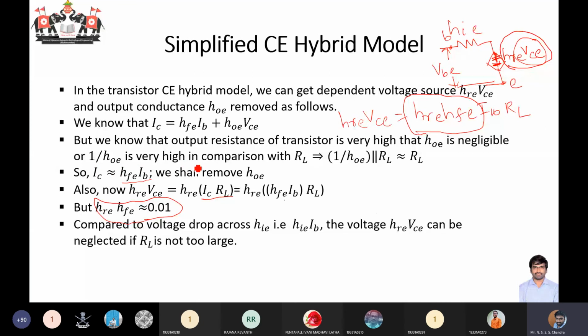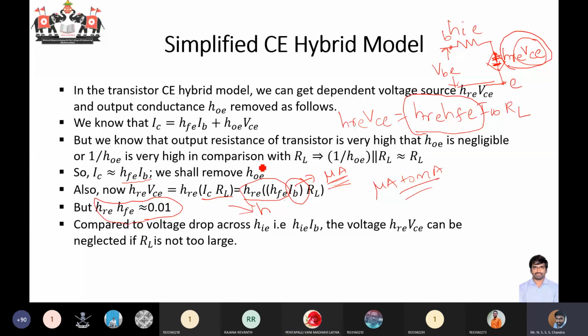Okay. So this value will be a very small value. I can say that because your hre into hfe is a very small value, and I also know the IB value. So what's the range of your IB? IB will be in the range of microamperes. Do you remember that? For a transistor, the base current will be in the range of microamperes to milliamperes. Do you remember that?